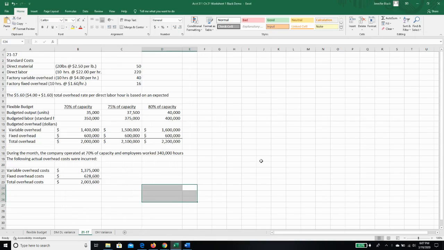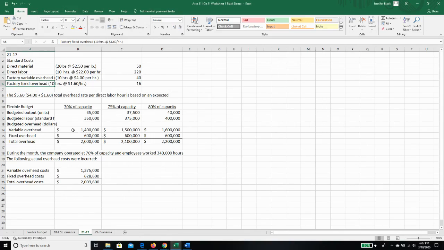Okay, so what you have here is our fact sheet. This is actually kind of what's going on. Our standard costs, we have our direct materials and our direct labor standard costs, which we don't care about for this exercise, but for completeness, we have them. Our factory variable overhead, again, we're going to allocate based on direct labor. So if one unit requires 10 hours of direct labor, then we apply factory overhead for one unit at a rate of 10 hours at $4 per hour. Our factory fixed overhead is the same 10 hours at $1.60 an hour.